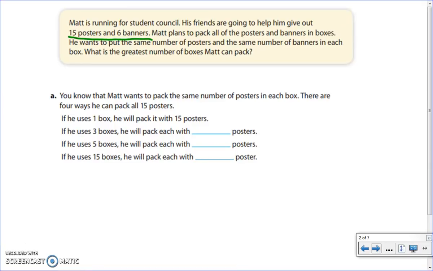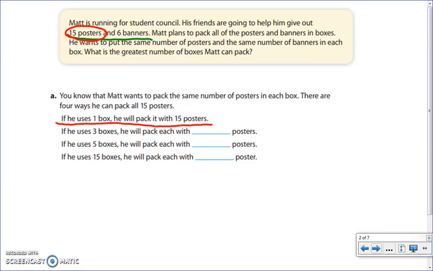He wants to have the same number of posters in each box as the same number of banners in each box. And so for part A, it says that Matt wants to pack the same number of posters in each box. So we're just considering the posters right now. Okay, there's 4 ways that he can pack 15 posters with the same number in each box. If he packs one box, he can put all 15 posters in the same box. That's one way he could pack them.